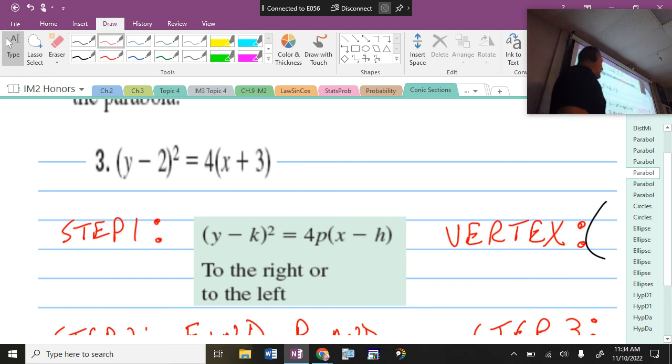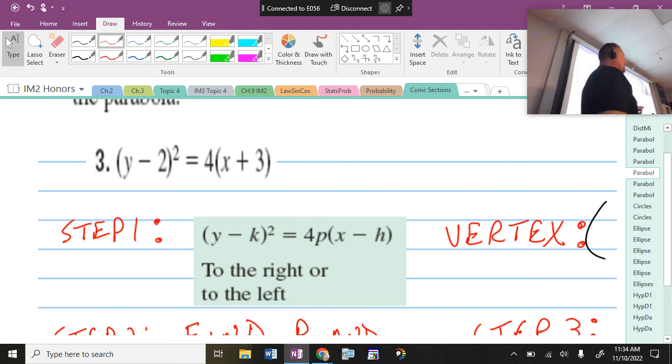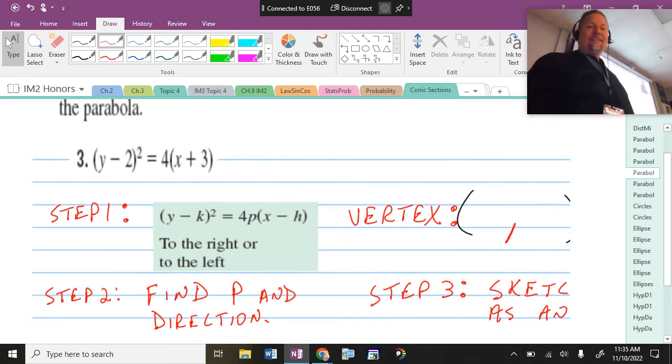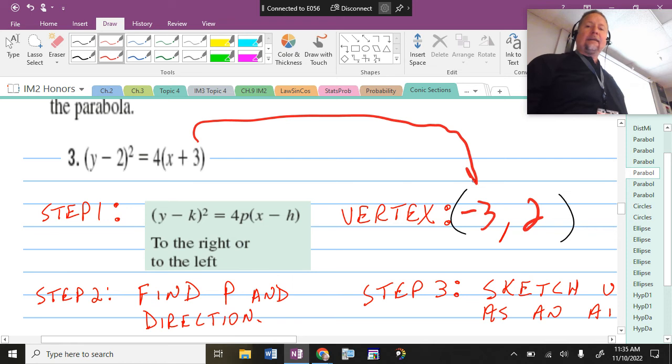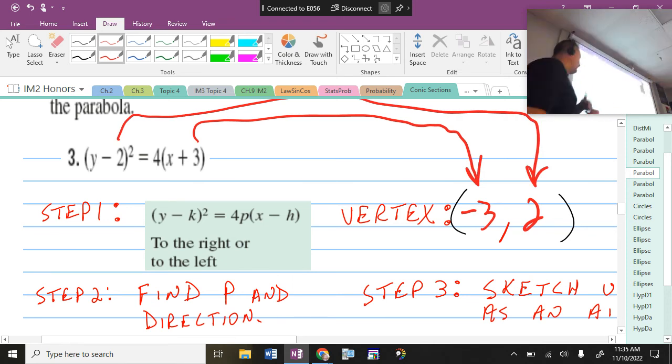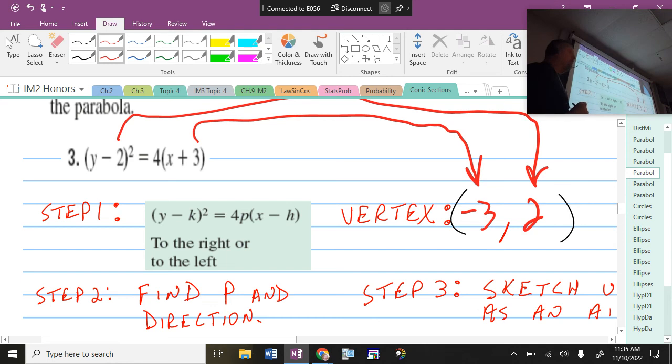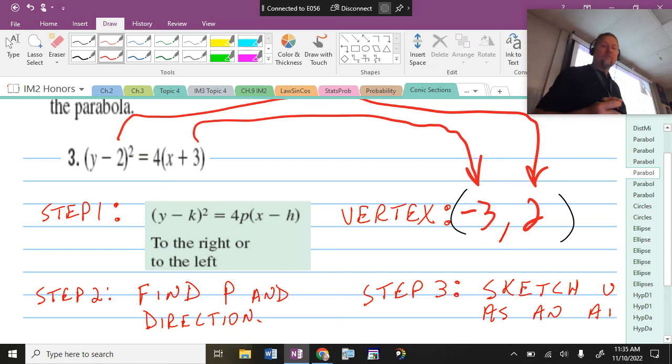Oh, I heard louder people say -3, 2. Then I heard some people say 2, -3. Which one's correct? The first one. It's X, comma Y. X is with X. Y is with Y. Do not fall for that. Otherwise, everything else is going to be wrong. If you don't get the correct vertex, you will get everything else wrong.